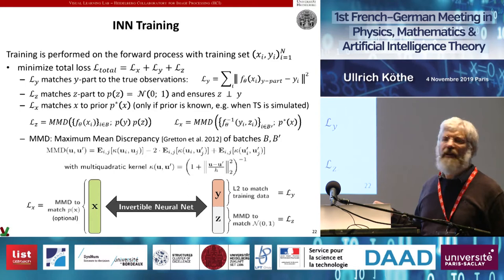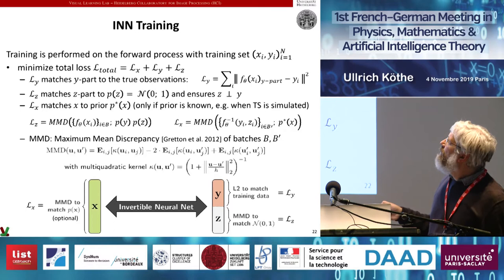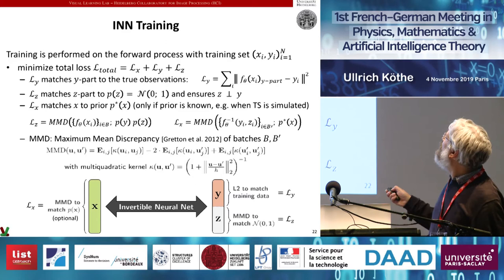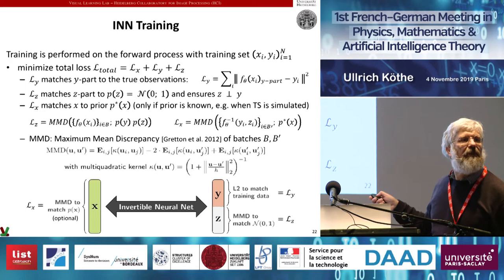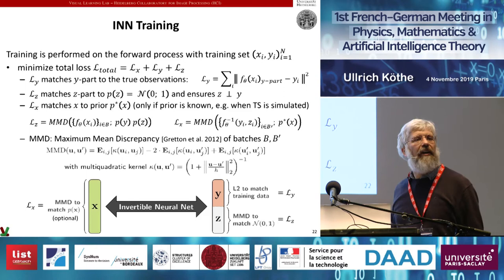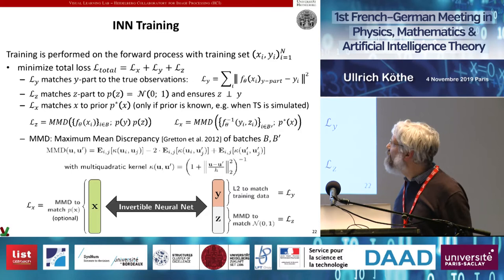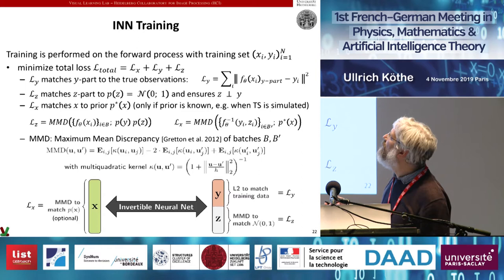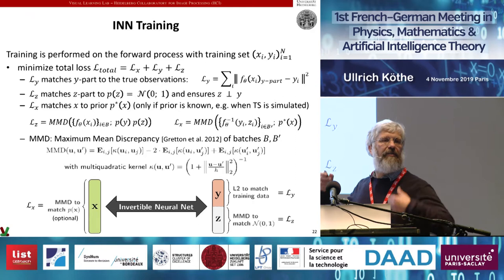K is some kernel function here, the multi-quadratic kernel, and it compares how much U varies according to the kernel and how much U prime varies according to the kernel, and then compares this to the mutual variation between the two distributions, U and U prime. This is a very nice theory that has been worked out in this paper, which proves that this is zero if and only if the two distributions are equal. Otherwise it's positive, so we can actually minimize it. What we do is take U from the ground truth, U prime from our sampled distribution, and then take the gradient of this expression and minimize the network parameters using this gradient.